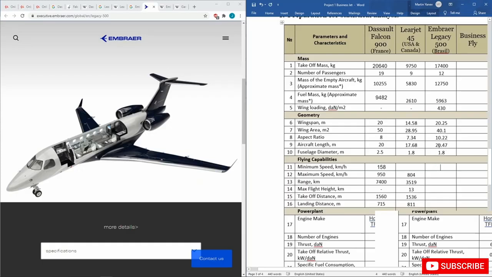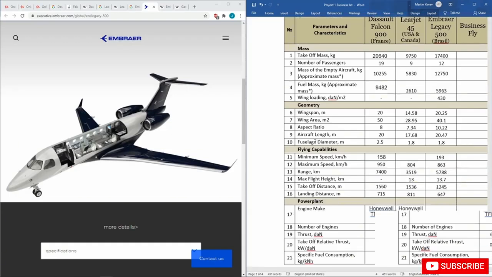So you can see quite similar values between the different types of aircraft, which is good because our data in that way is validated. Then the minimum speed was 193, the maximum 483, the range of the aircraft was about 5,500 kilometers, the flight height was about 13.7, the takeoff distance was about 1,200, and the landing distance was about 600 meters.